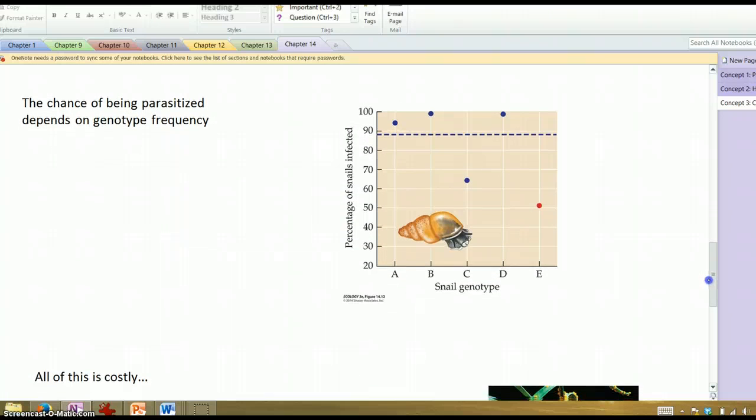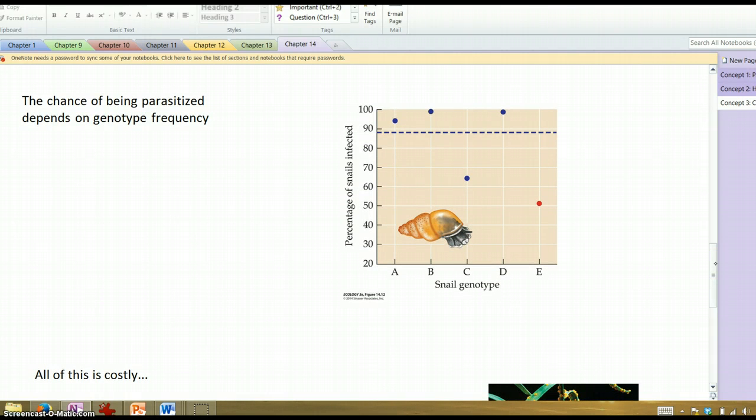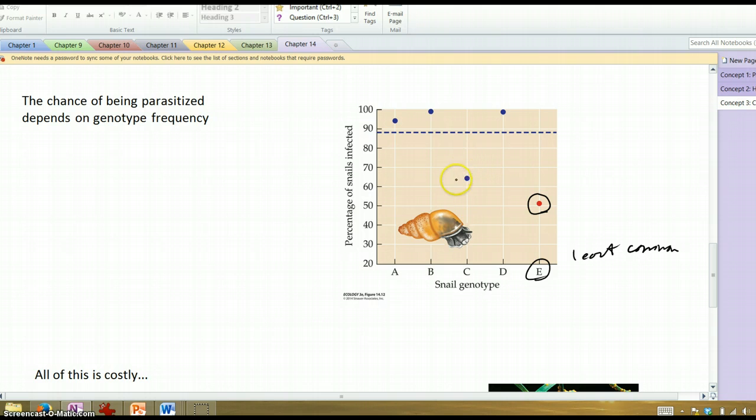Your probability of being parasitized can also depend on how frequent your particular type is. So here we have one species of snail, but 5 different genotypes, 5 types that have different combinations of genes. And so you can see that this particular genotype has the lowest rate of infection. It also happens to be the least common of the 5 genotypes. That is, the parasite is more successful at infecting the 4 genotypes that are more common.